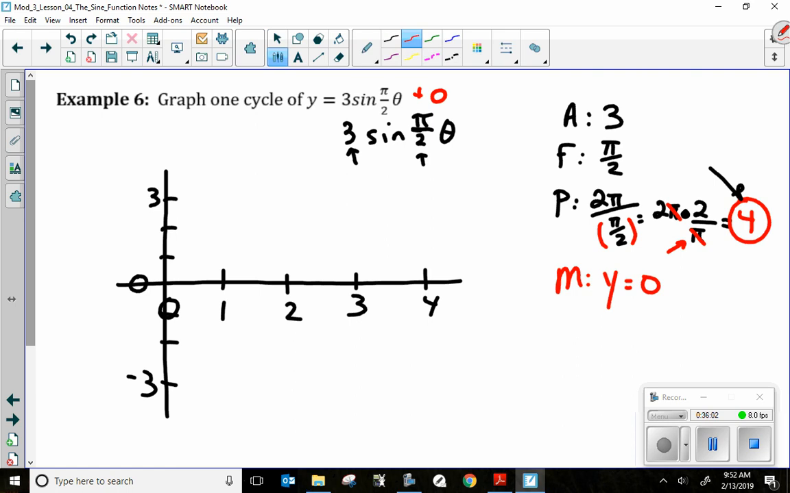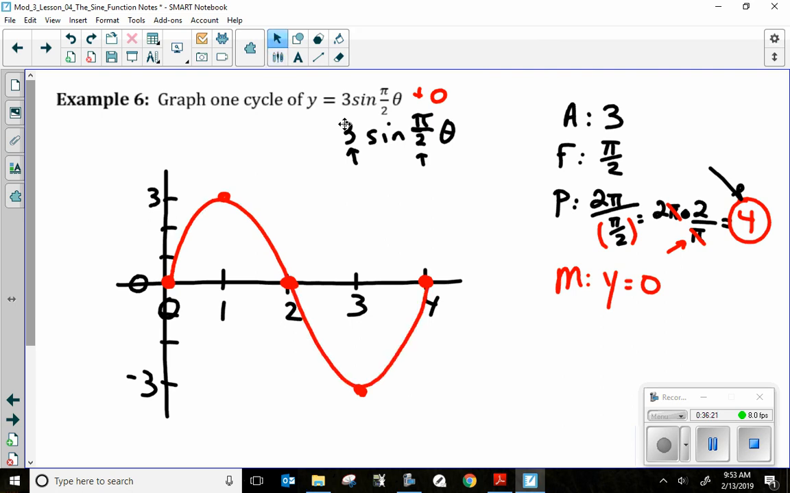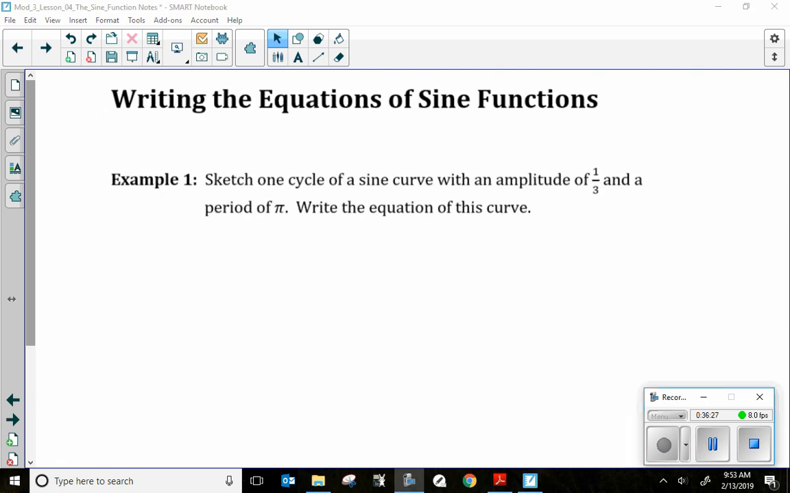Sine, and this is very redundant, starts at the midline, it ends at the midline, in the middle of the midline. And since this is positive, it's going to go up 3 first, then it's going to go down to negative 3, just like that. And we're going to go curve, curve, curve, boom. Fantastique. Good stuff. I'm proud of you.